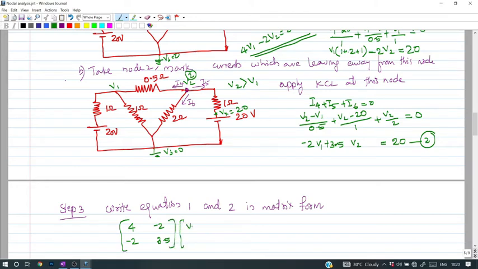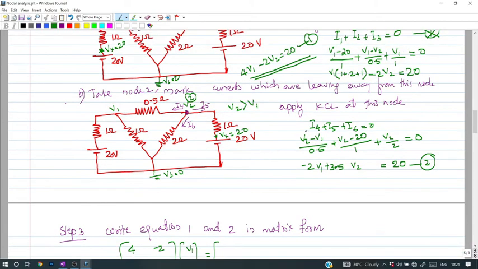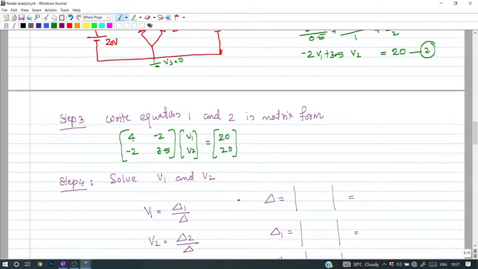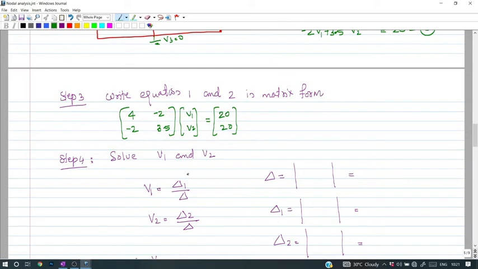Then this is the V1 and V2 node voltage matrix, which is equal to, so what is the constant value for equation number 1? 20. In both cases it will be 20. These two things are 20. So what is the next step? We need to solve V1 and V2. How to solve V1 and V2? You can use this method, delta 1 by delta.